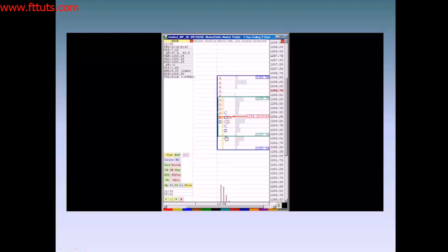Now, look at where C opened relative to B. C opened below the half range of B. That is a fairly bearish open. And now take a look at the number of prints in C. The range is really tightening, and you will typically see this as the day develops.